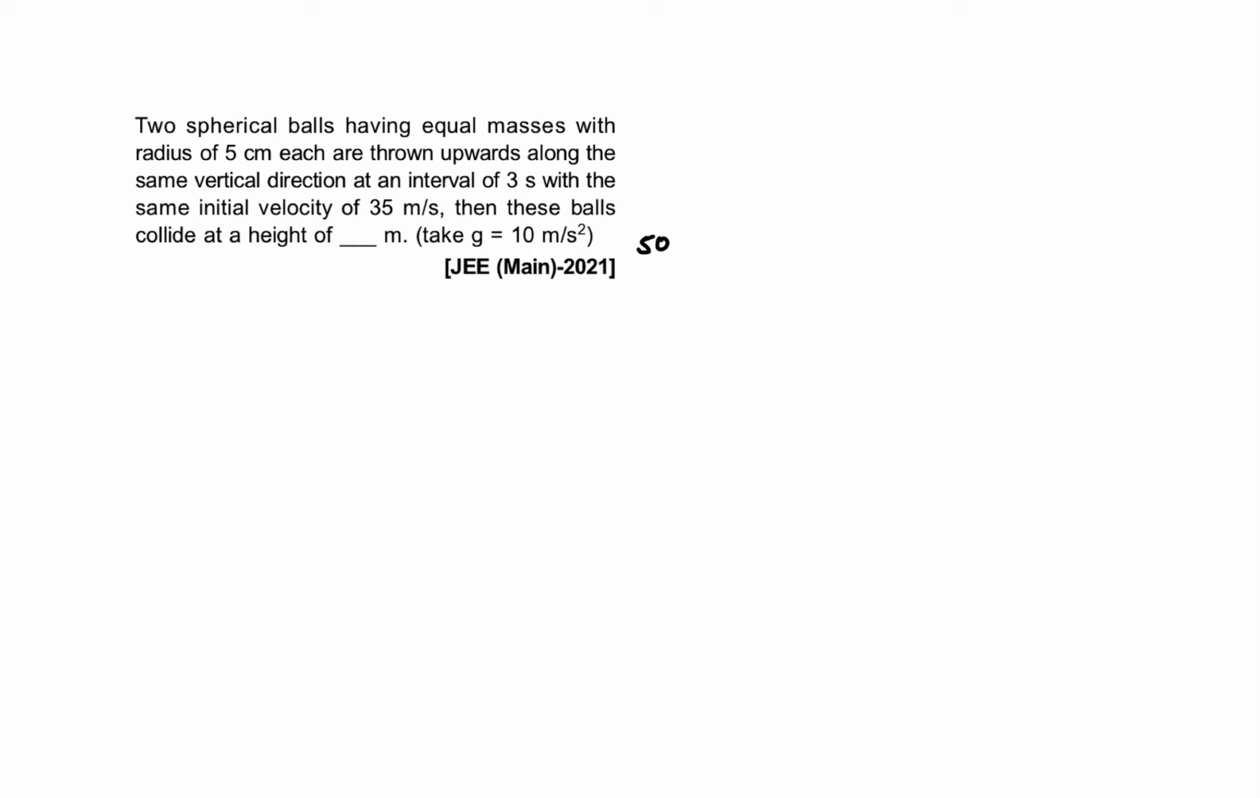Next, two spherical balls having equal masses with radius of 5 centimeter each are thrown upwards along the same vertical direction at an interval of 3 seconds with the same initial velocity 35 meter per second. See here, they are projected with 35 meter per second. At the interval of 3 seconds means the second ball is ready to throw and the first ball is reaching 3 seconds. This is the t is equal to 0 part. It is ready to project.